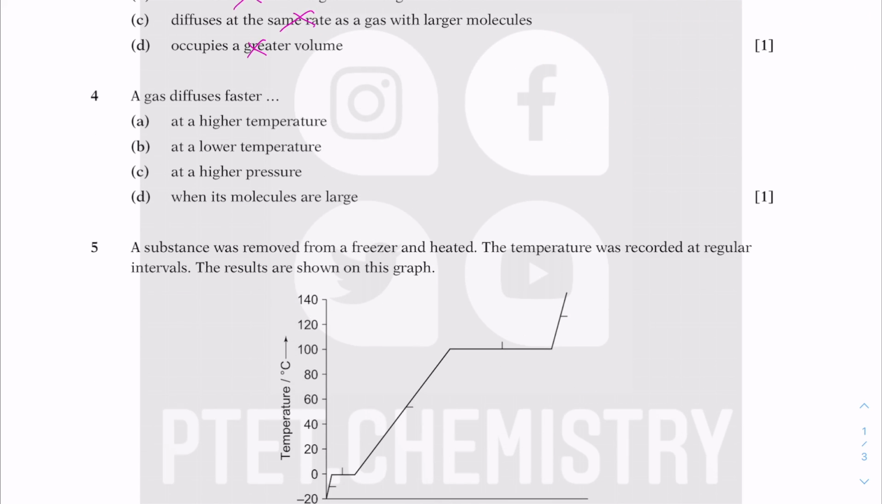Number 4 is to do with factors affecting the rate of diffusion. So you want the gas to diffuse faster, and one of the factors is to do with high temperature. You need to be able to explain that in terms of kinetic energy. So in terms of the kinetic energy of your particles at higher temperature, how would that affect the amount of kinetic energy your particles would have, and therefore how would that affect how fast they diffuse?